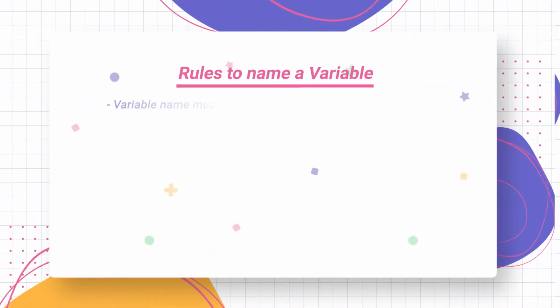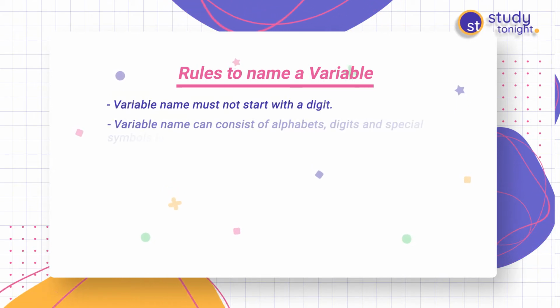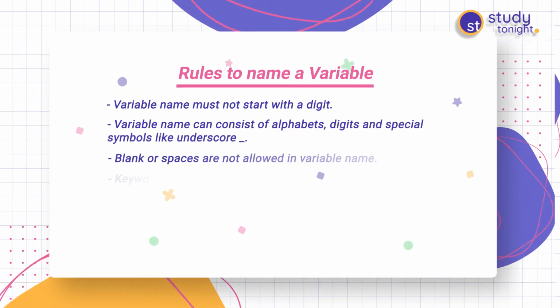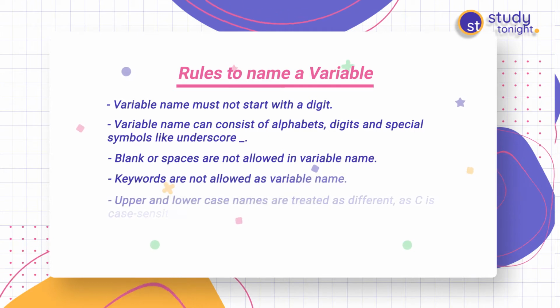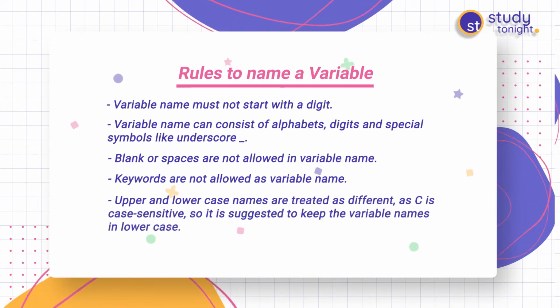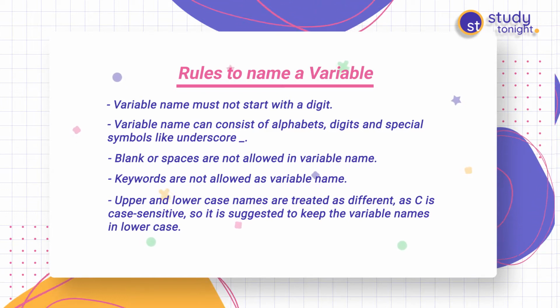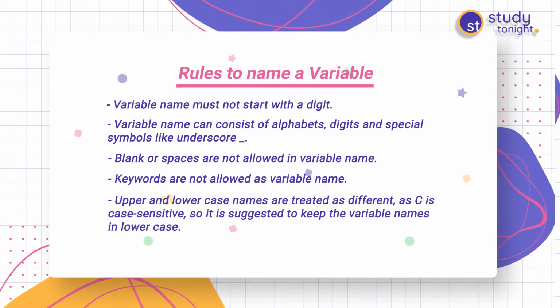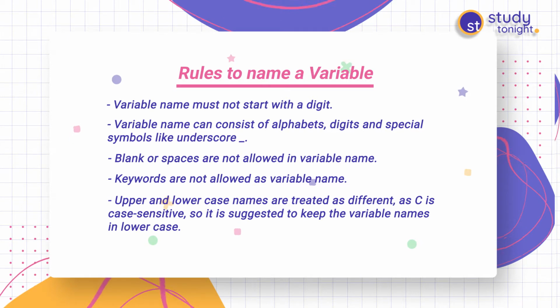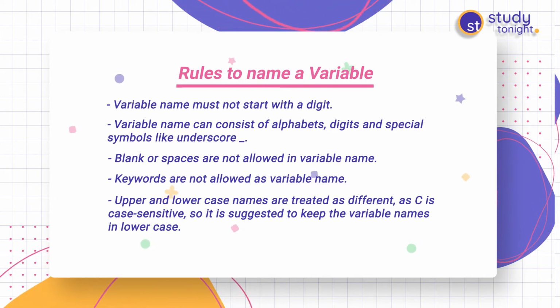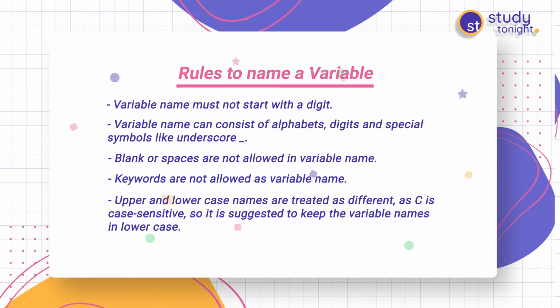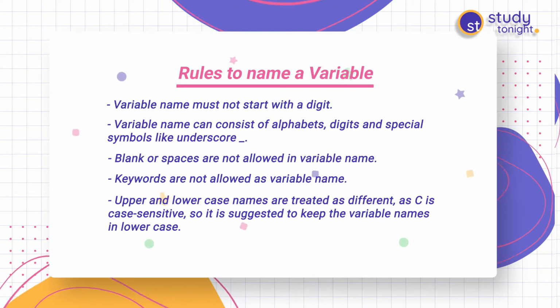Now, rules to name a variable. How will we give the name to a variable? So the variable name must not start with a digit. As we have already seen in the identifiers tutorial, an identifier's name also does not start with any digit. So what is a variable? A variable is also an identifier, right? So it should not start with a digit.